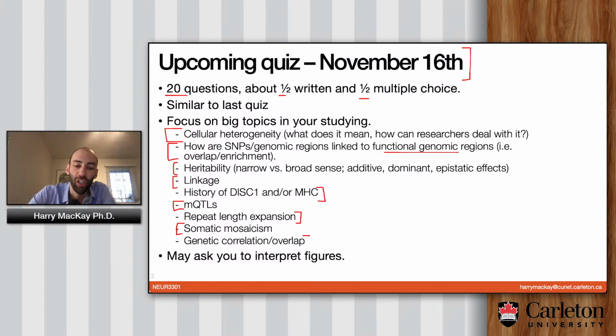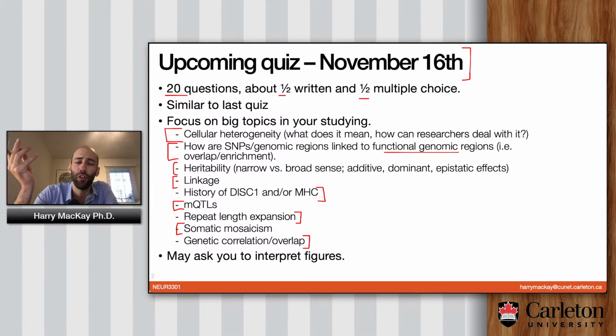And then questions about genetic correlation and overlap, that will be covered tomorrow. But we also talked about that in the schizophrenia lectures. So that's one of those examples of a concept that comes up in multiple separate lectures that I'd like to ask you a question about that sort of unites them. So these are just starting points.